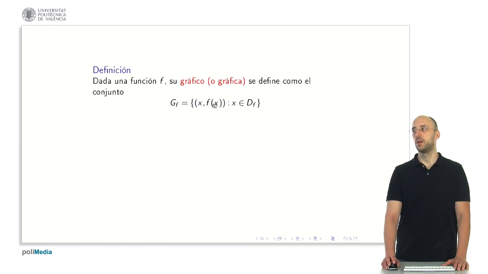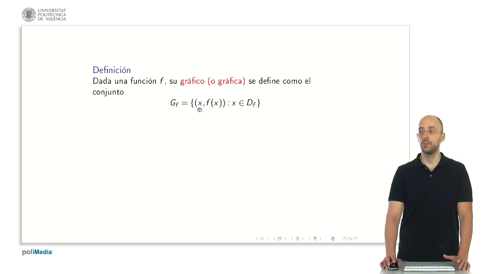The graph of a function is defined as the following set. It is the set of pairs of the form x, f of x, where x belongs to the domain of f. Remember that the domain of f is the set where the function is defined. The pairs are as follows. Here we put the value of x, the one we want, and here we put the value which is obtained after having applied the value of x to the function.